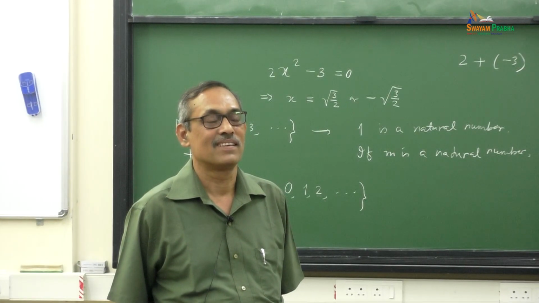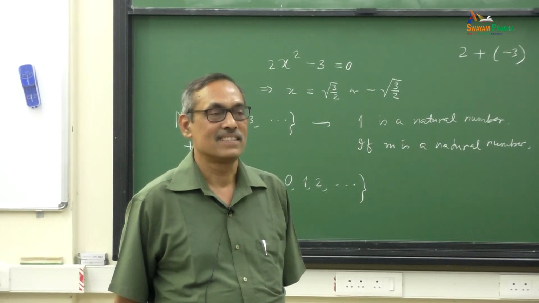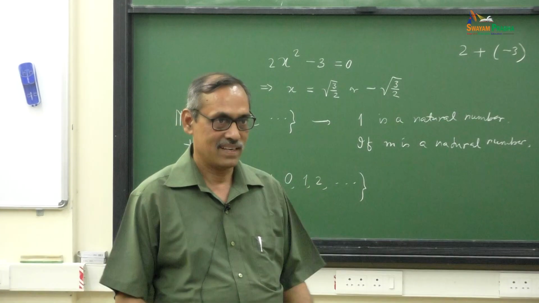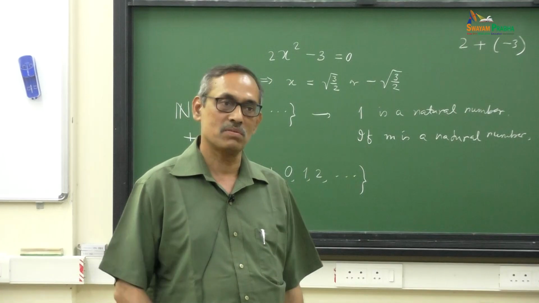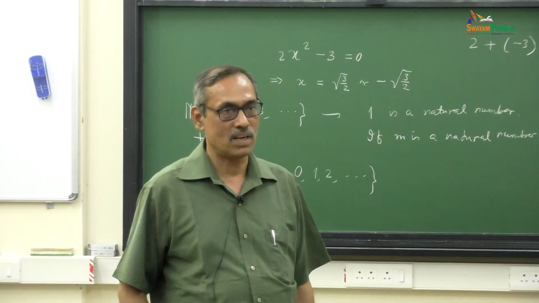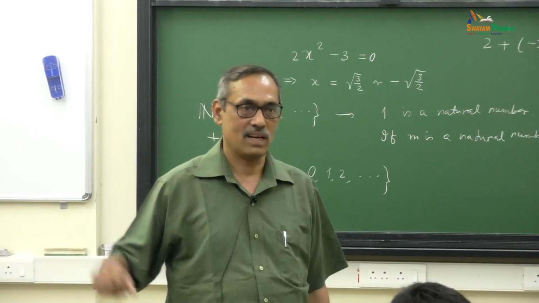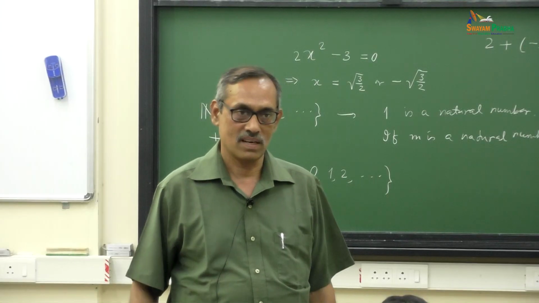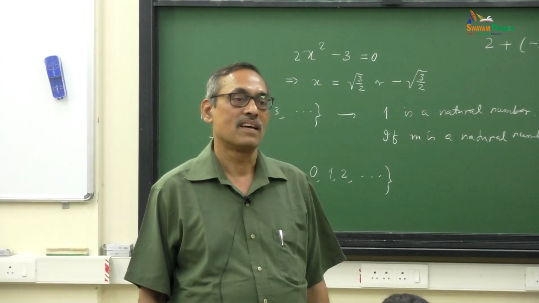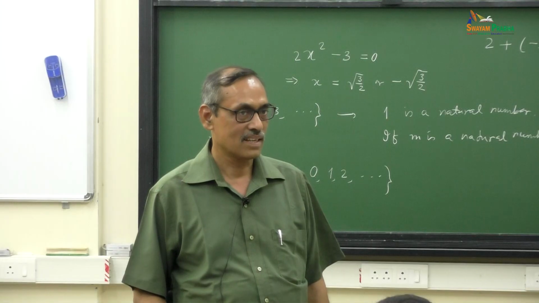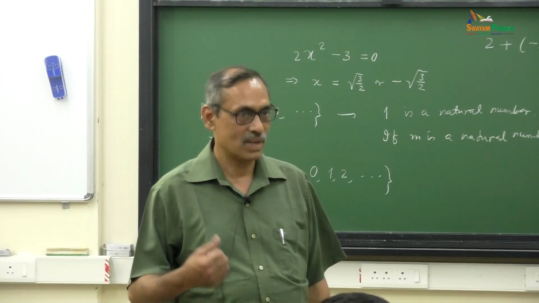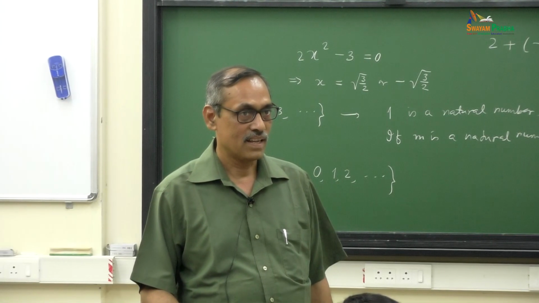No. See, when we started, we thought that 1 is a natural number. We know 2 is a natural number, 3 is a natural number, and so on. What do you mean by "and so on"? The increasing progression. What is increasing? You add 1 and 1. What is add?